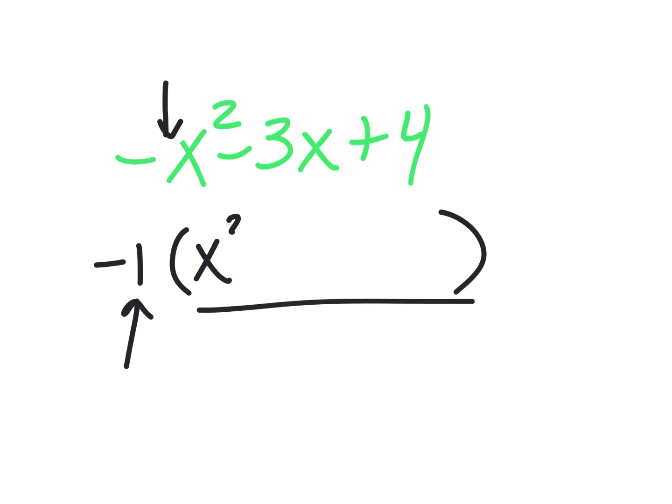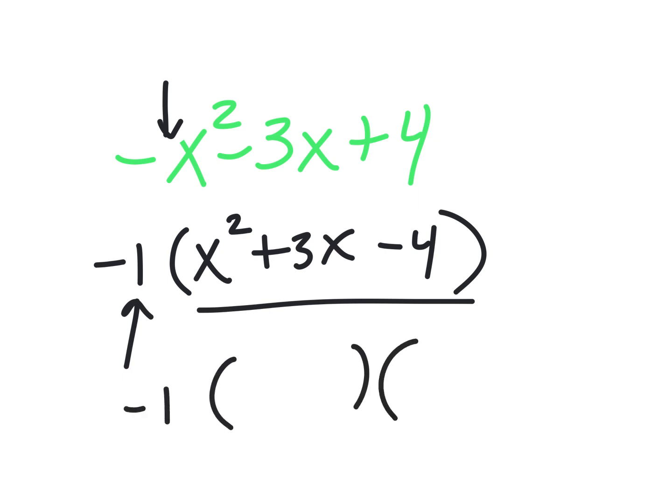Who knew ahead of time that it was x squared plus 3x and then minus 4? Everything turned opposite. Did you get that? That's important. Okay, then finish factoring it.